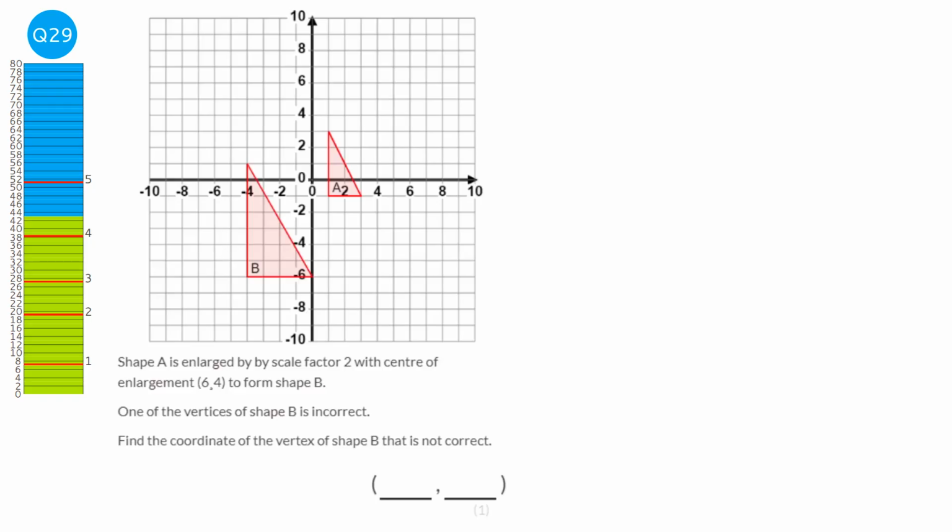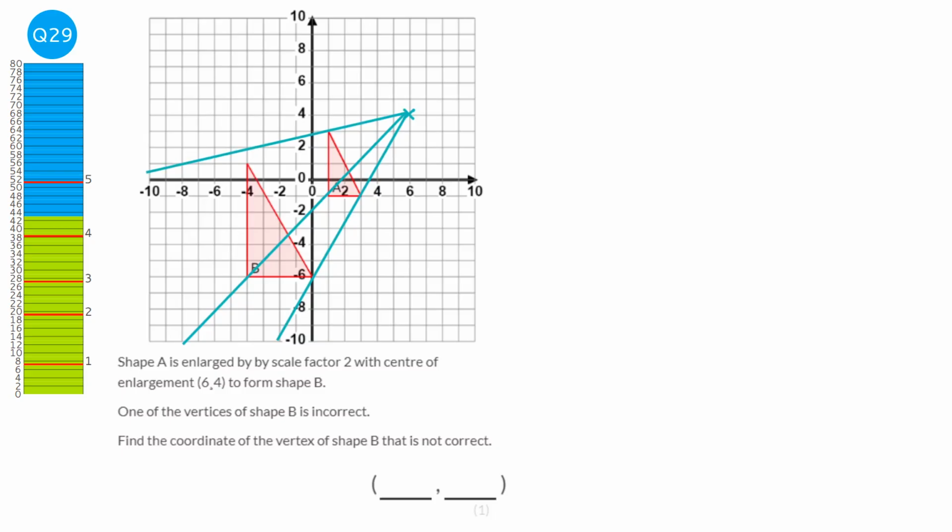So in this question we are told that the centre of enlargement is at 6, 4. So let's just put across that. And what I'm going to do is just draw ray lines from the centre of enlargement, and we're just going to go through each of the corners of our shape A. And we're going to just check whether it goes through the corner of shape B, which it does on this one. Let's just keep going. Yeah, it does on this one. But it does not on this one.